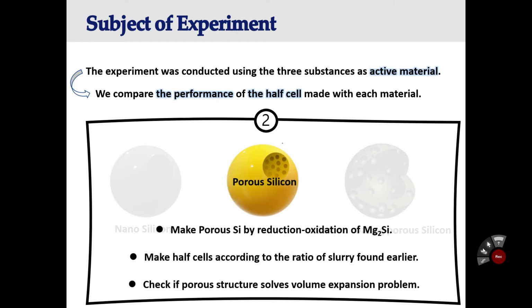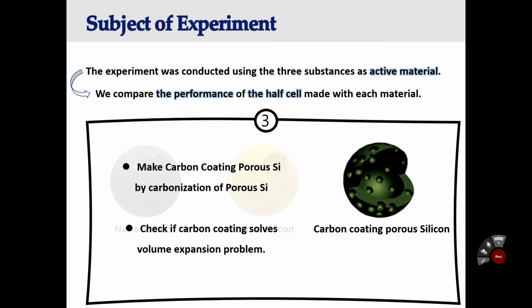The second is porosilicon. Porosilicon was produced by oxidation reduction of magnesium silicide. I made a half cell with the slurry ratio that I found earlier. We want to confirm that a porous structure can solve the problem of volume expansion. The third is porosilicon coated with carbon through the carbonization process of porosilicon. This will confirm whether the carbon coating can solve the problem of volume expansion.